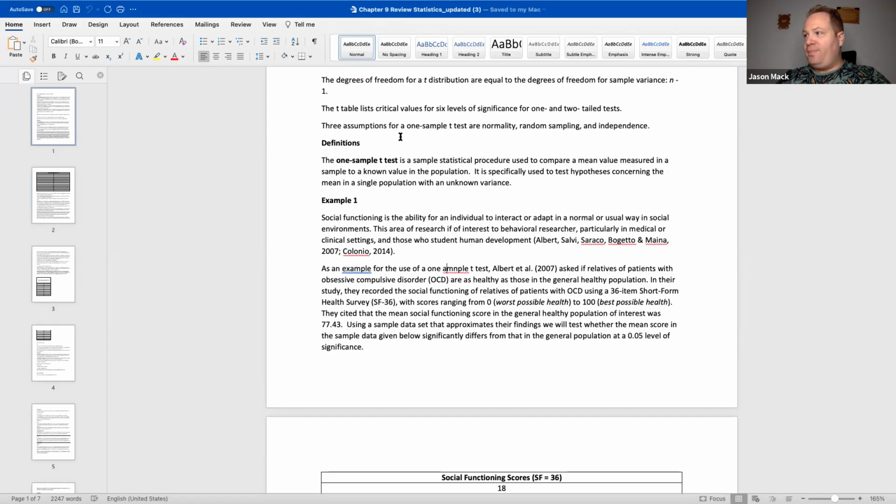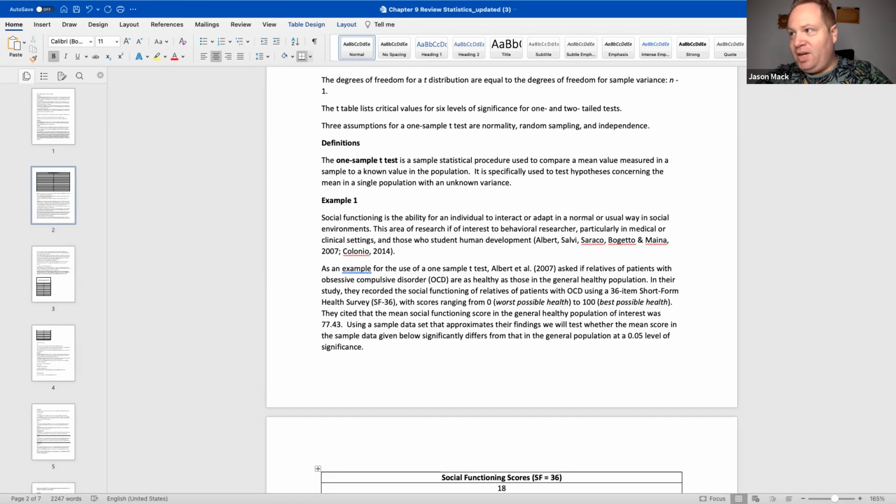Albert et al., 2007, asked if relatives of patients with obsessive compulsive disorder, or OCD, are as healthy as those in the general healthy population. In their study, they recorded the social functioning of relatives of patients with OCD using a 36-item short-form health survey, SF-36, with scores ranging from 0, worst possible health, to 100, best possible health.